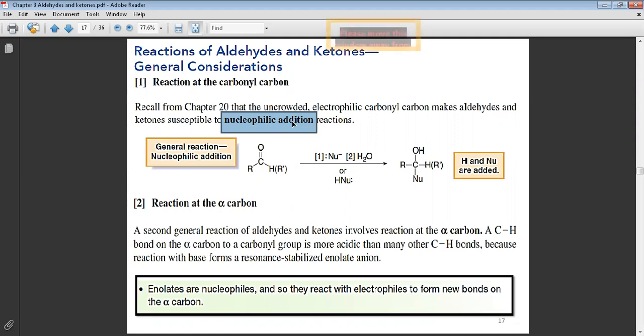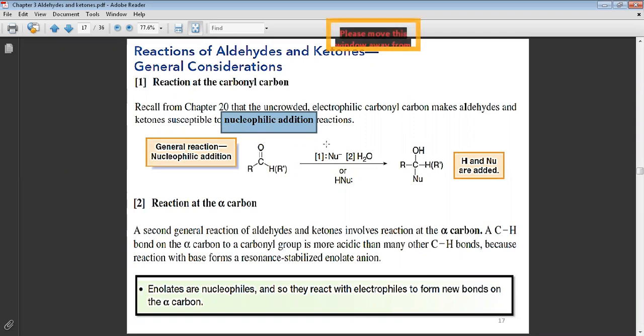Addition is different from substitution. Substitution means replacement: remove a group, put another group. But here no, addition means adding a group without removing a group. Here is the difference. Be careful about this, because we also have nucleophilic substitution, electrophilic substitution, and also electrophilic addition, but this is nucleophilic addition.